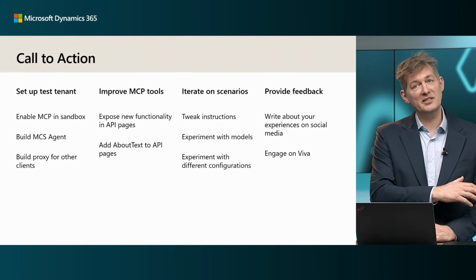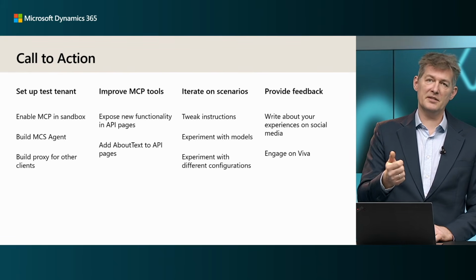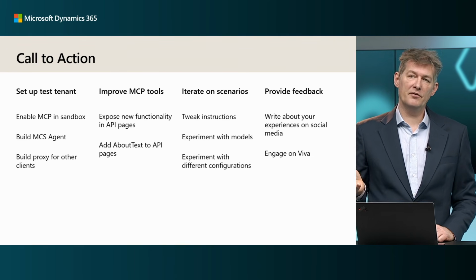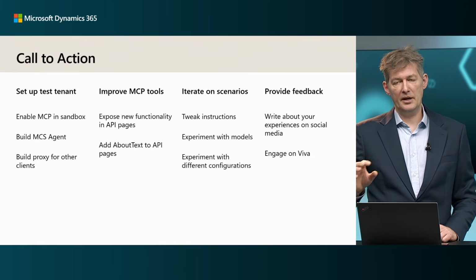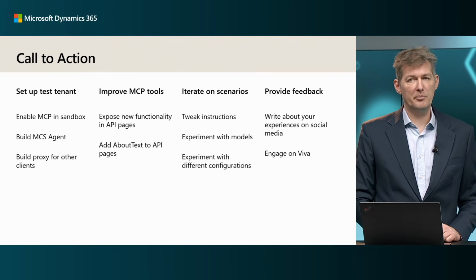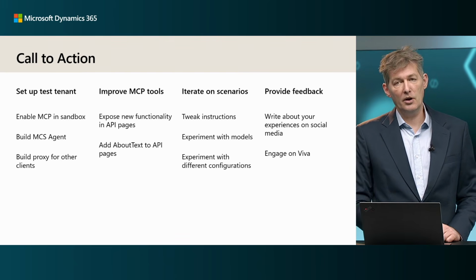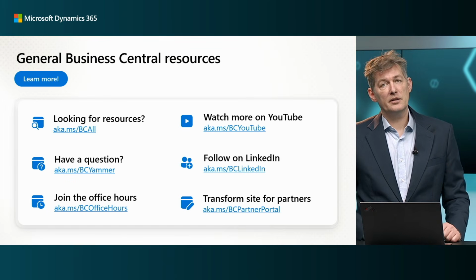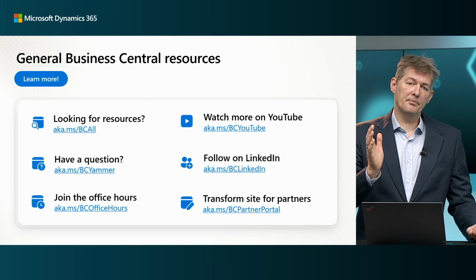So call to action is basically all of it. Set up a test tenant, improve your MCP tools, iterate, provide feedback, both on social media. If there's something that you think maybe this is not working right now in the public preview, engage with us on Viva Engage. And if you want to know how to do that, this is just the final parts.